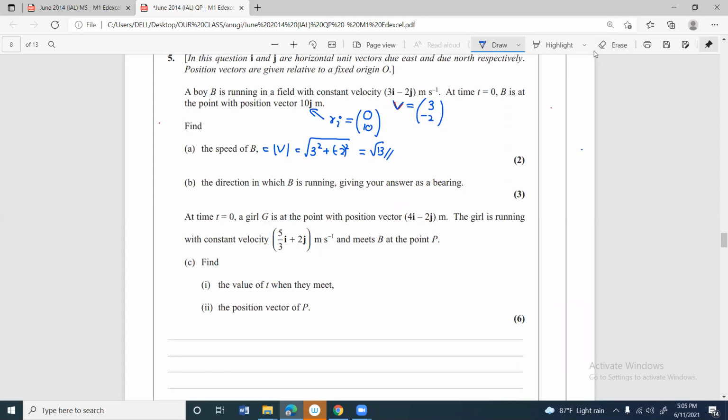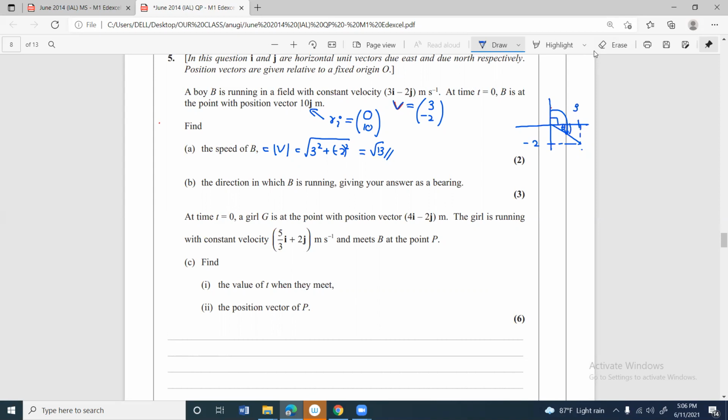The direction of B when it's running, giving the answer as a bearing. I just do it here to save some space. This is the diagram. Along the i component, it's 3. Along the j component, it's minus 2. We need the angle as a bearing. A bearing should be measured from north clockwise. So this is 90. If you find this angle theta over here, you can get this answer very easily.